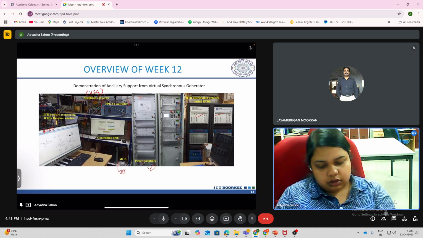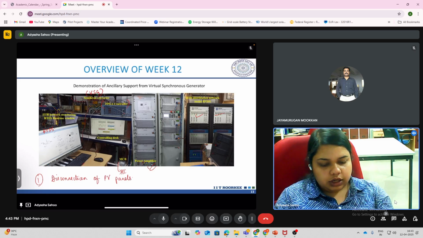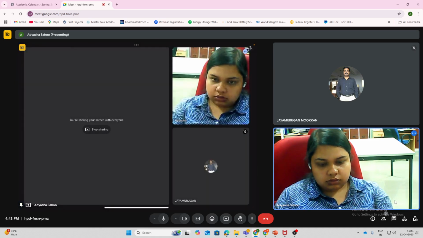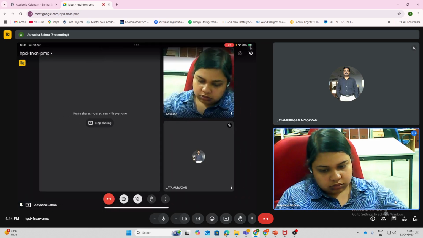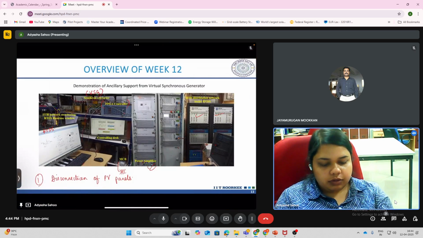So here two case studies were considered. The first was disconnection of PV panels. So we saw that there is a capacity of 2.8 megawatt of PV at 35 different locations. So let's say these PV panels are disconnected. That means your generation will drop, which means what will happen? The frequency will also drop. So this drop in frequency is effectively managed by the virtual synchronous generator.